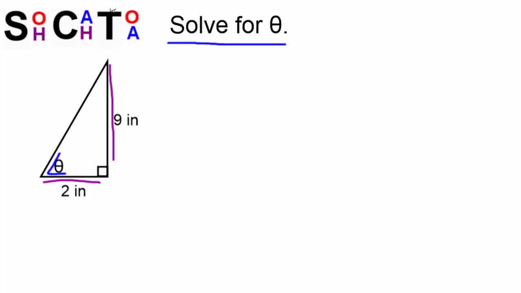The first thing we need to do, like all trigonometry problems, is to label the diagram. In the diagram, the right angle is already labeled. This is important because sine, cosine, and tangent work in right triangles. And theta is also labeled. This is the corner for which we're trying to calculate the measurement. Next, we need to label the three sides.